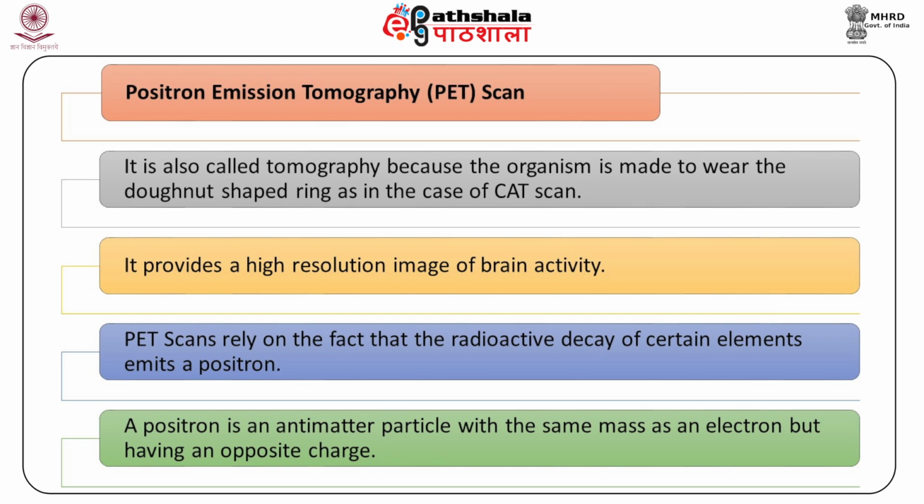It provides a higher resolution image of brain activity. PET scans rely on the fact that the radioactive decay of certain elements emits a positron. A positron is an antimatter particle with the same mass as an electron but having an opposite charge. The first step is to inject radioactive glucose or some other chemical into the bloodstream of the organism.